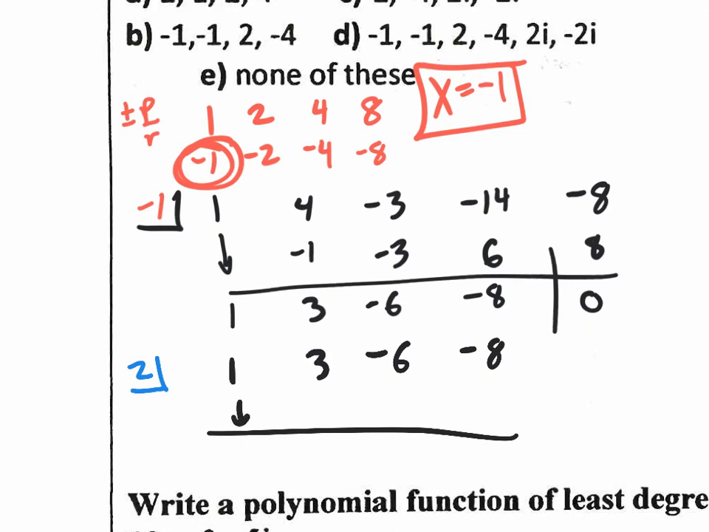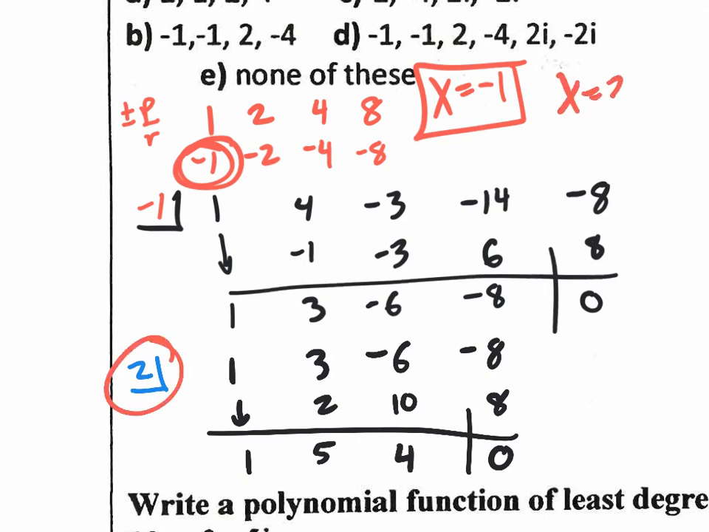So as you go down, you combine 1 plus 0 is 1. As you go up, you multiply 2 times 1 is 2. As you go down, you combine 3 plus 2 is 5. As you go up, 2 times 5 is 10. As you go down, you combine -6 plus 10 is 4. As you go up, you multiply 2 times 4 is 8. And yes, we guessed right again. 2 is an answer. X equals 2.